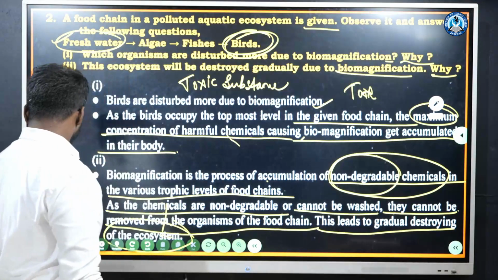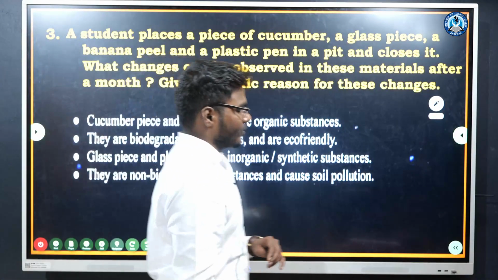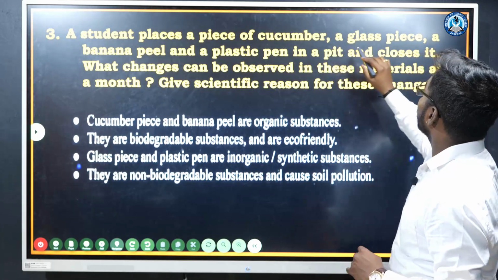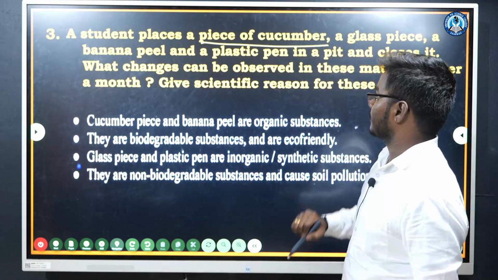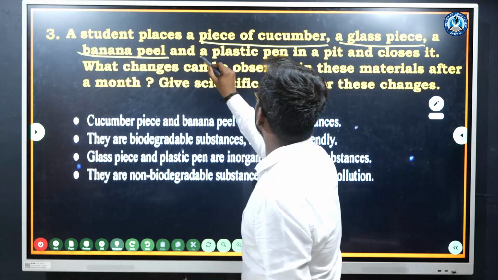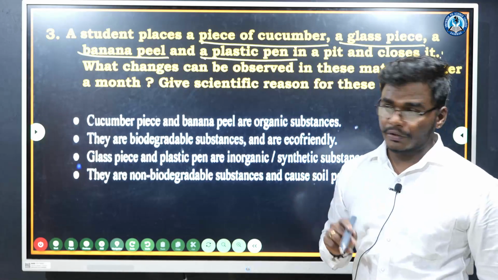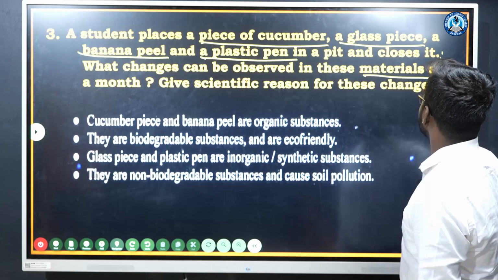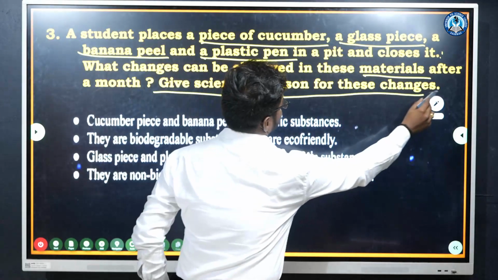Right? So moving on to the next question. Okay. Next, a student places a piece of cucumber, a glass piece, a banana peel and a plastic pen in a pit and closes it. Okay, please keep this in mind. This is a question. What changes can be observed in these materials after a month? Give scientific reason for the changes.